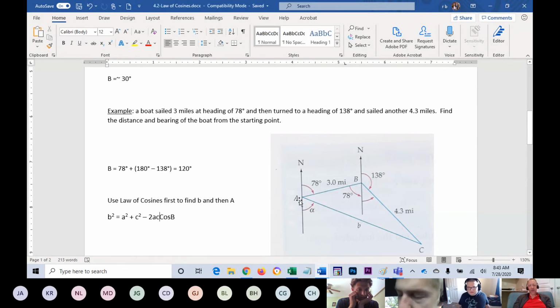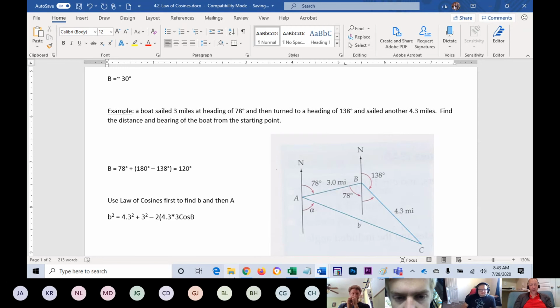Yeah. So we're going to use A and C because we've got those, and then we've got the angle in between. Okay. All right. So how do we find side B here? So we're just going to plug in. So what's the A going to be in this case? That will be 4.3, and the C will be 3.3. So then this is going to be 4.3 times 3.3. And your cosine of B is 120. 120. Boom. Okay.